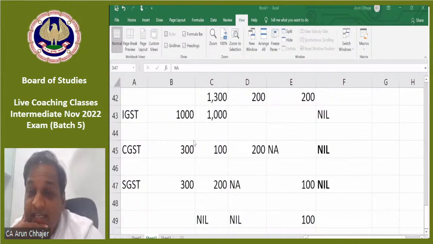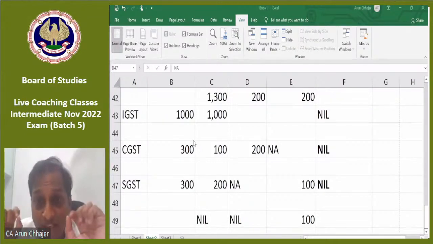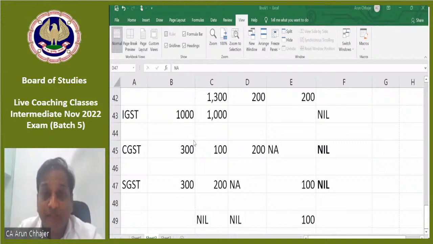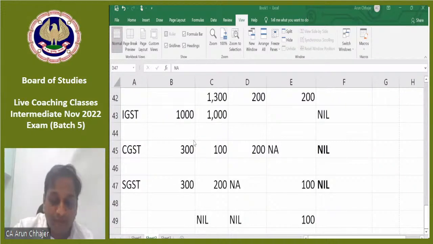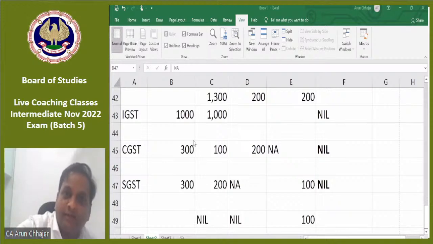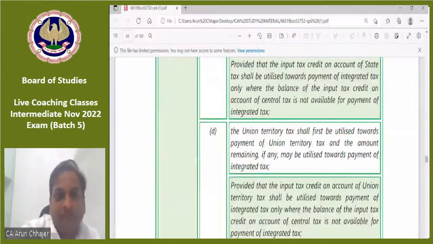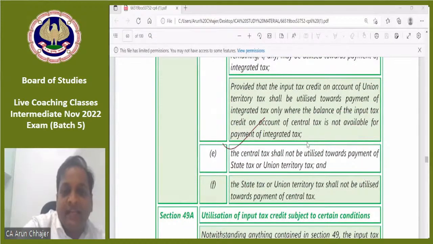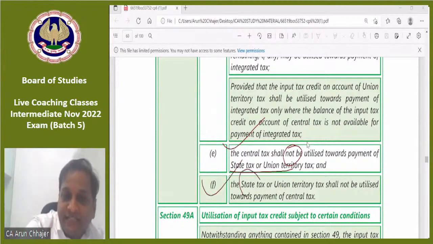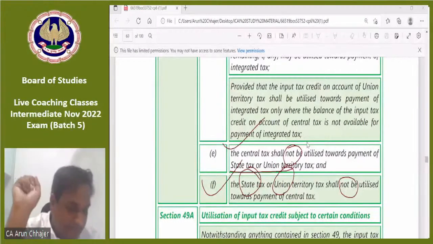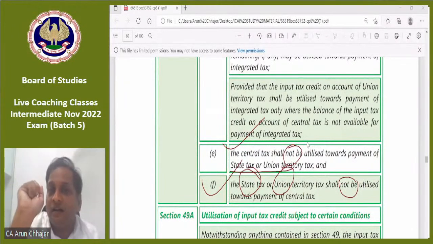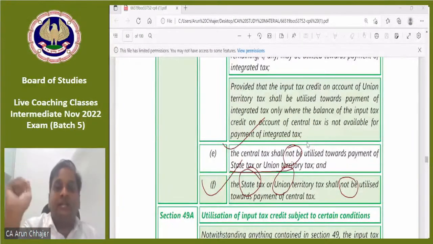Sir, in any case, can SGST take ITC from C? No. C and S will never give to each other. We have discussed Section 49(5). Wherever there is a doubt, read the provision. The central tax shall not be utilized toward the payment of state or UT tax. Clause F: state tax or UT tax shall not be utilized toward the payment of CGST. Is it clear? C and S are enemies to each other. They will neither take nor give the amount to the other.